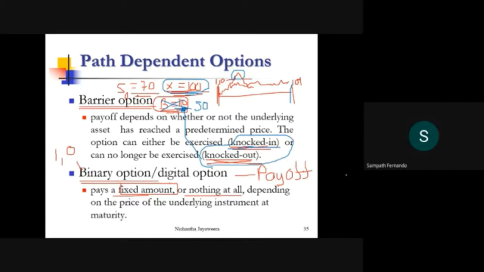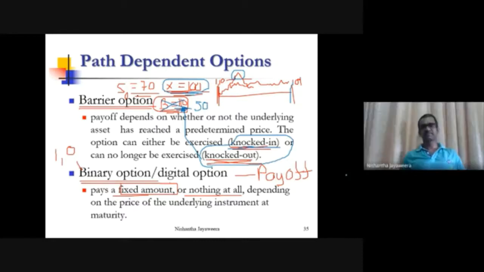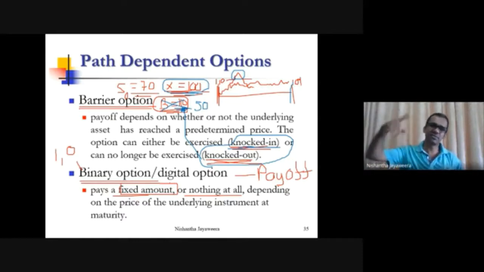Reaching only once is enough to be knocked in or knocked out, no? Yes, during the period. So this is the basic form: one knocked in and one knocked out. In a particular contract, only one knocked in or one knocked out. But there can be combinations of those as well. There are double knocked in, double knocked out, and things like that. The same level should be traded 2 times, then only you consider it as knocked in, or knocked out, whatever.